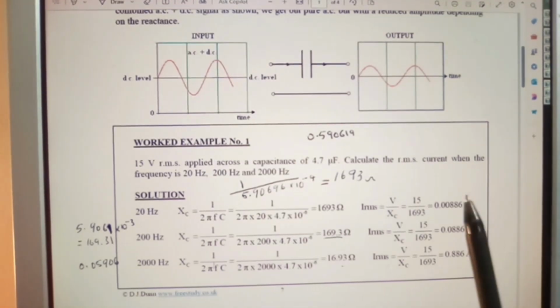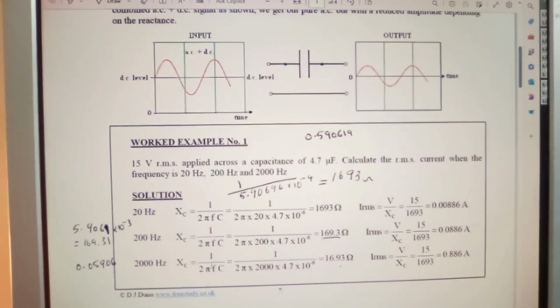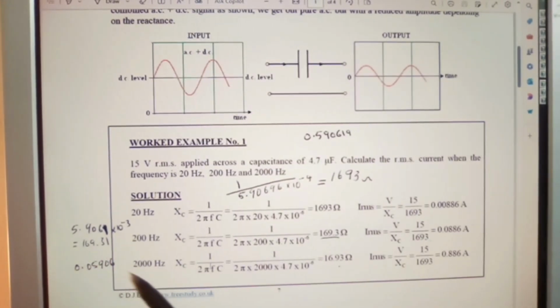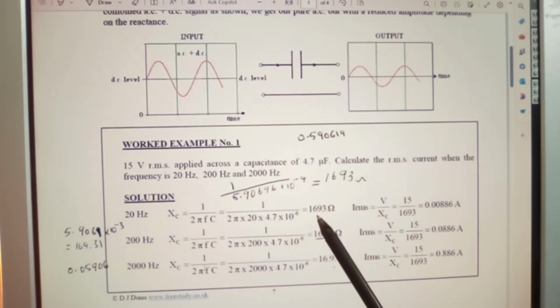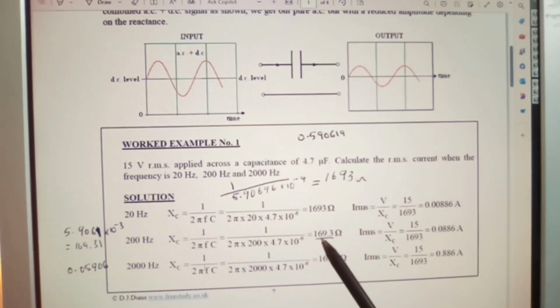Now again, as I said before, put pen to paper, okay? Now you can see what's happening with the resistance.